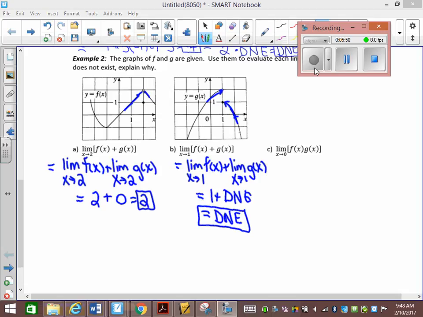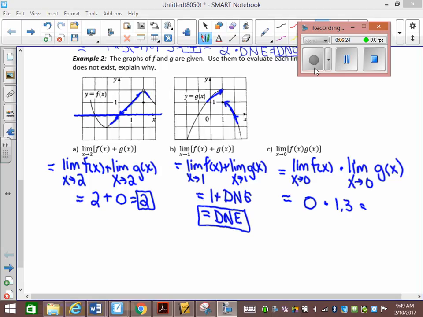The limit as x approaches 0 of f of x times the limit as x approaches 0 of g of x. So 0 of f of x, I'm approaching 0 and 0, so it's going to be 0. Nope. Where is the, yep, 0. This is the x-axis. I lost my x-axis. So it's 0 times 1.3, so it's 0.